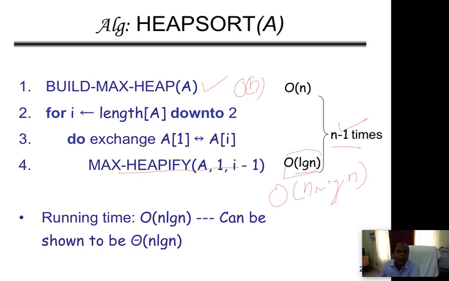Hence the heap sort algorithm runs in big O of n log n, and it can also be shown that it is theta of n log n. We have calculated big O of n log n, but it can be shown that it is theta of n log n. Hence, irrespective of average case, worst case, or best case, your heap sort algorithm will take theta or big O of n log n.